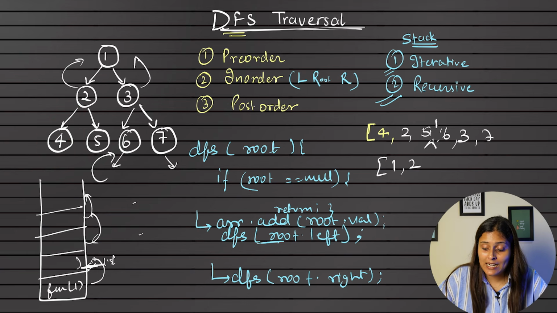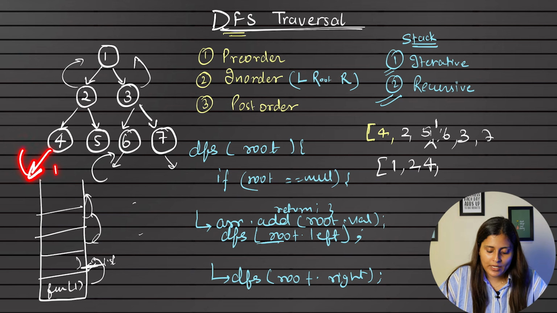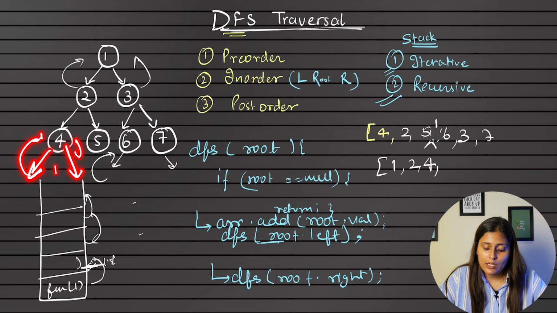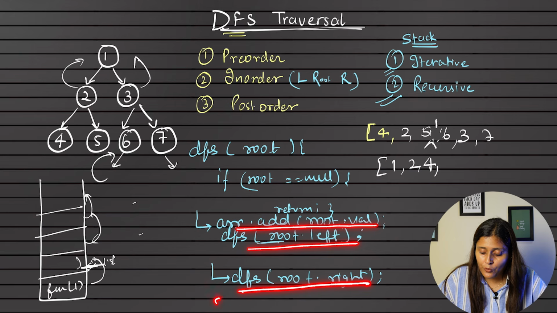Print root first because that's what preorder says. Now go for 4.left. It is null, so you will get returned. Right, you will get returned. So now this will get returned back. Why? Because you have added 4, you went for left call for 4, right call for 4, and returned back.